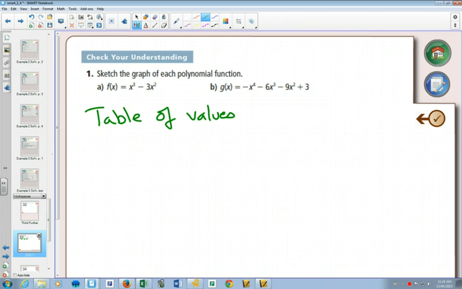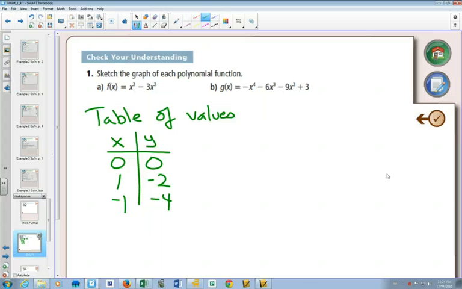Now, the table of values strategy, if you're stuck, is just picking values of x and y and seeing what happens. Usually you choose values that are easy to calculate. So plug in 0, you get 0. Plug in 1, I would get 1 minus 3, negative 2. Plug in negative 1, I get negative 4.